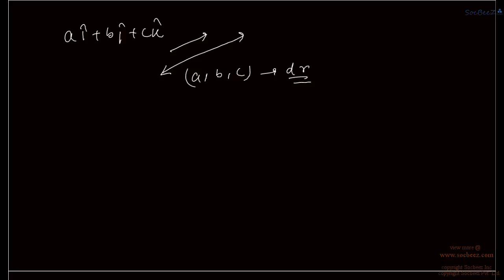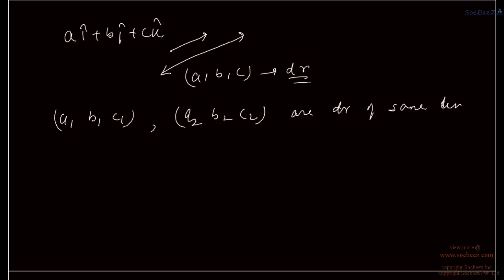One more thing, if say A1, B1, C1 and A2, B2, C2 are the direction ratios of the same line, this and this are DR of the same line, that means A1 by A2 must be equal to B1 by B2 is equal to C1 by C2, right? This must hold.